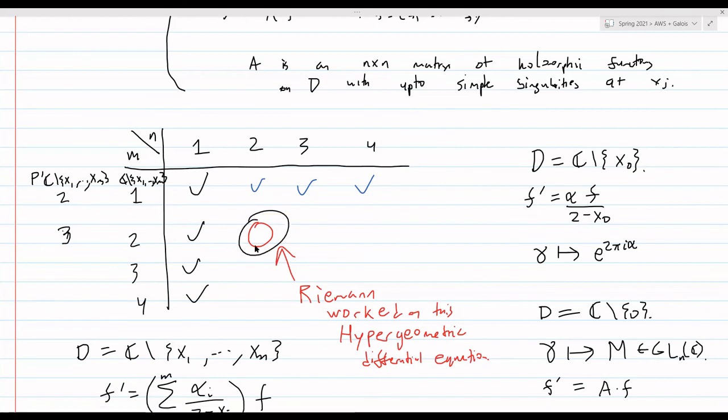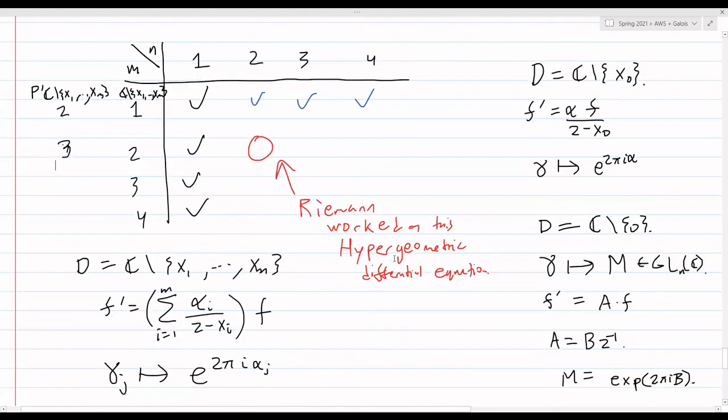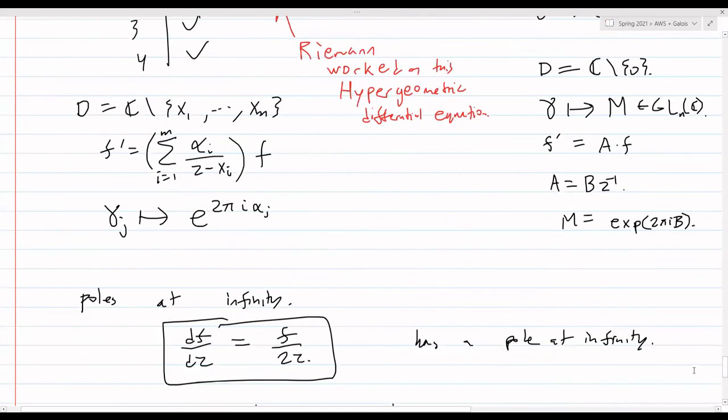This case actually has a singularity at infinity as well. And so that's why in the book it's called the n equals 2, m equals 3 case. And the specific differential equation that we get here, let me just quickly say what it is. In this specific case, the singularities x1, x2, and x3 are 0, 1, infinity. So we choose them to be this way, or we do the change of coordinates to get it this way.